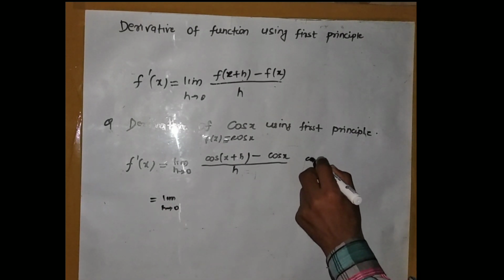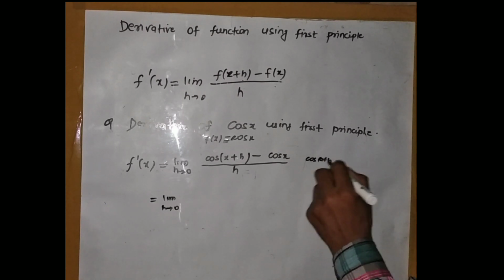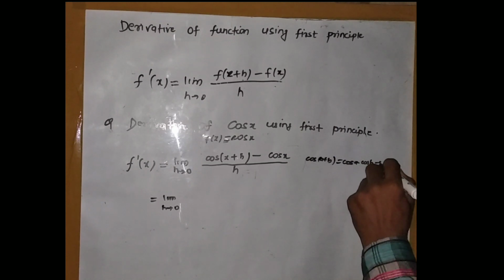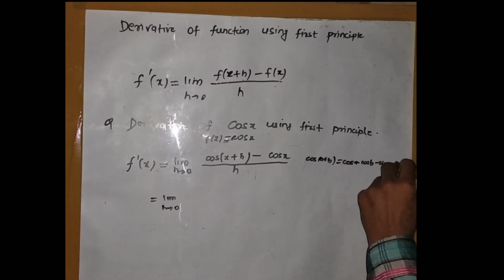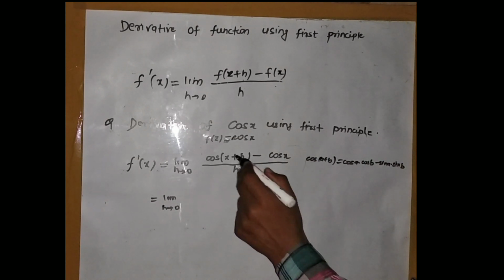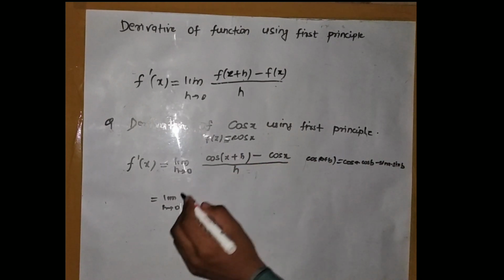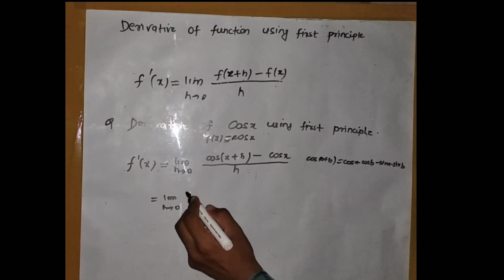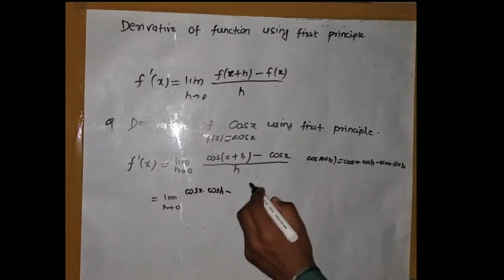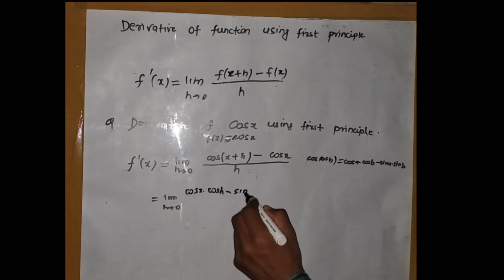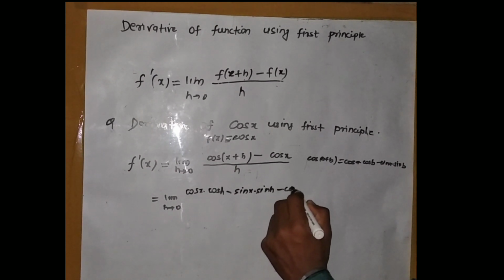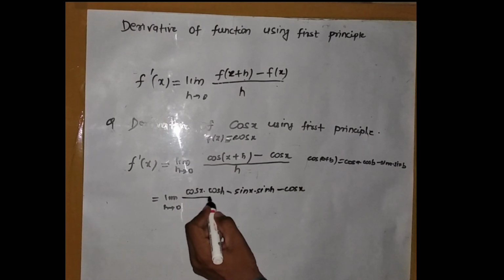Cos of a plus b is equal to cos a cos b minus sin a sin b. Here a equal to x and b equal to h. So this limit becomes cos x into cos h minus sin x into sin h, minus cos x, by h.